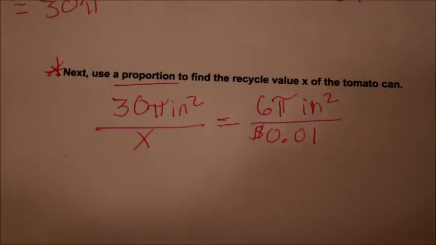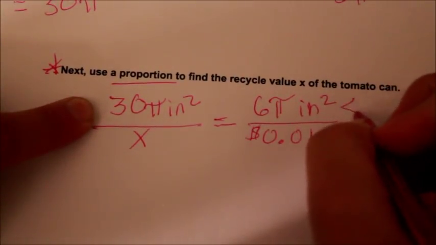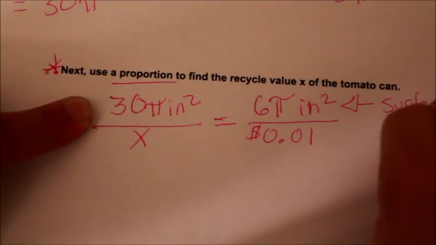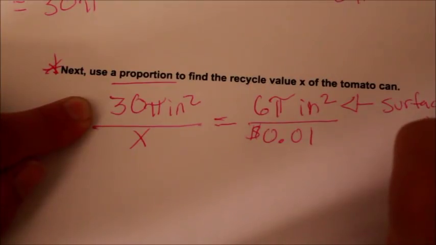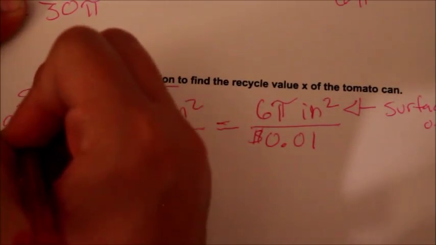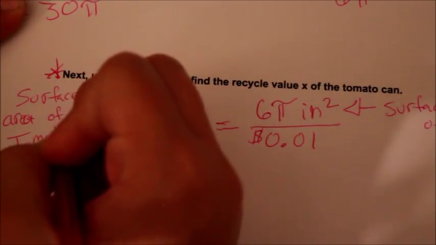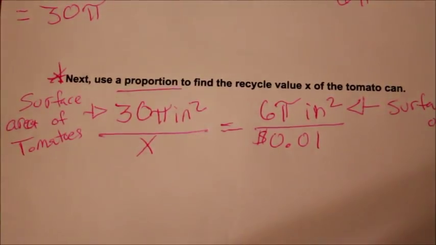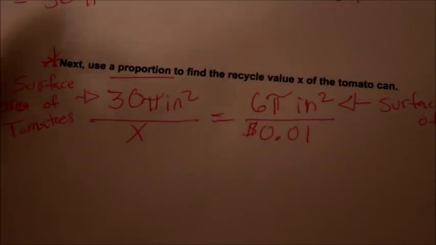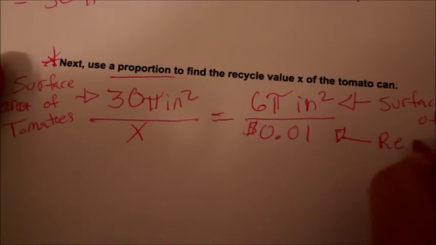The reason why we have this is because our top row, these two right here, this is the surface area of the cans, surface area of peas, surface area of the tomatoes. The bottom on both sides is the recycle value.